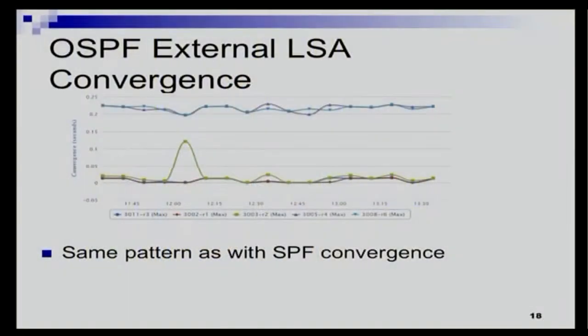And now, switching to the convergence of external LSAs. Again, we have a very similar pattern. R1 and R2 are converging very quickly, and then R1, R2, and R3. And then the ones downstream from R2 again are up at 220 milliseconds. Again, it points a finger to R2.